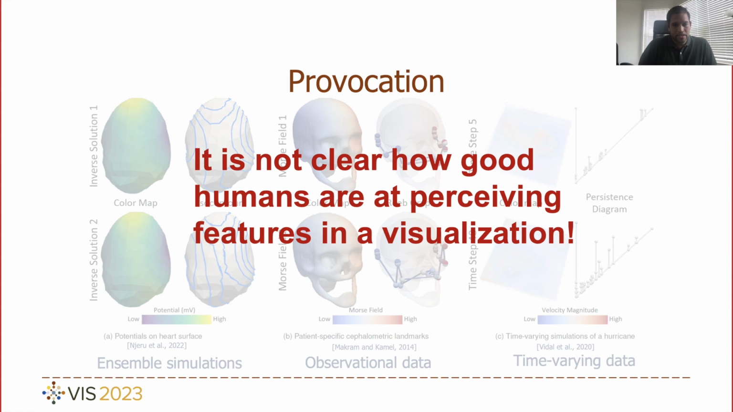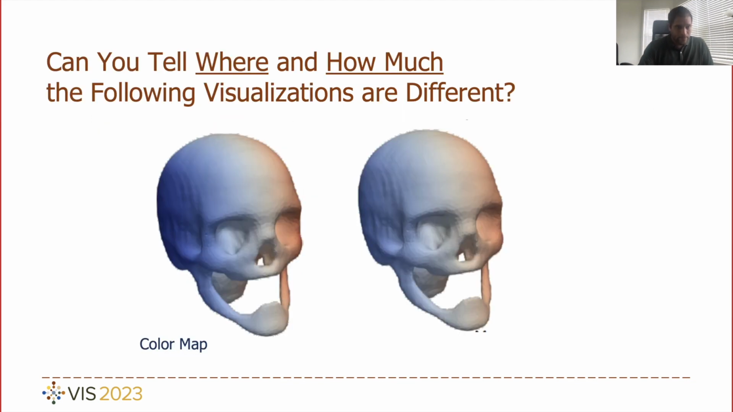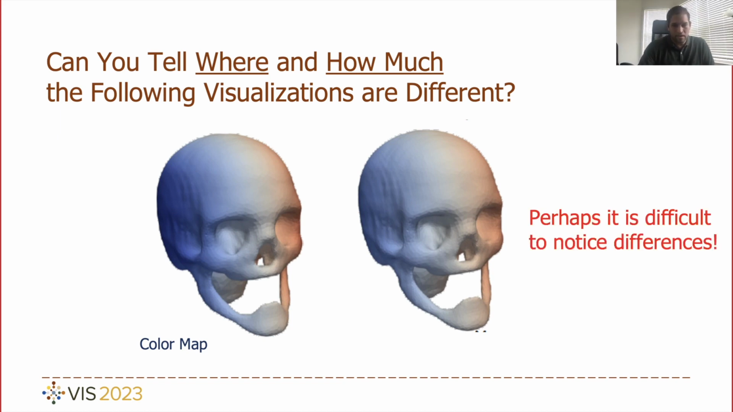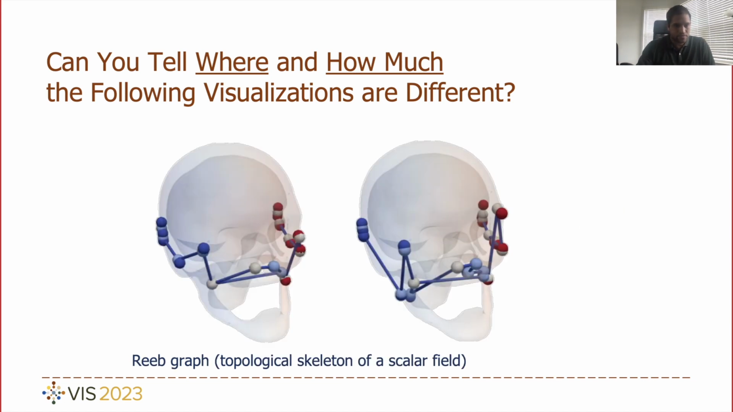However, here is the provocation. Although it is clear what features are communicated by different topological visualizations, it is not clear how good humans are at perceiving features portrayed by these visualizations. For example, can you tell where and how much the following two color mapped visualizations are different? Perhaps not. Perhaps they look almost identical and it is difficult to notice any significant differences.